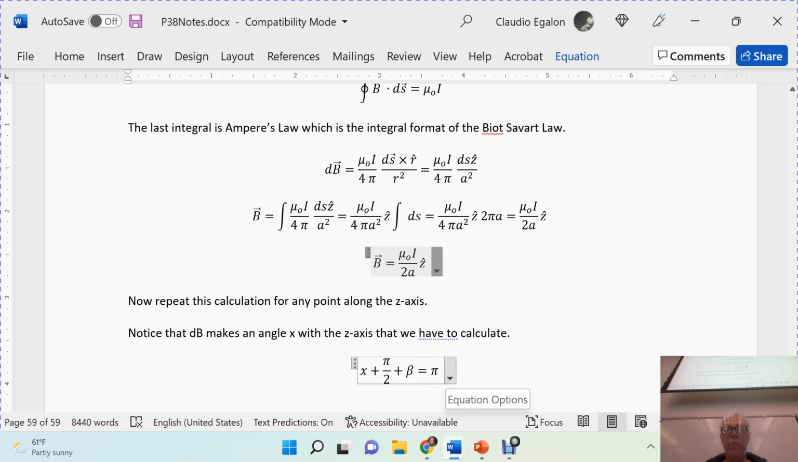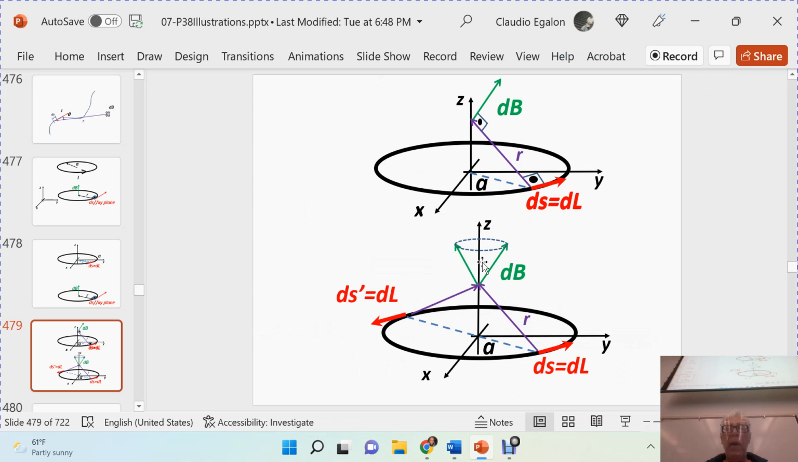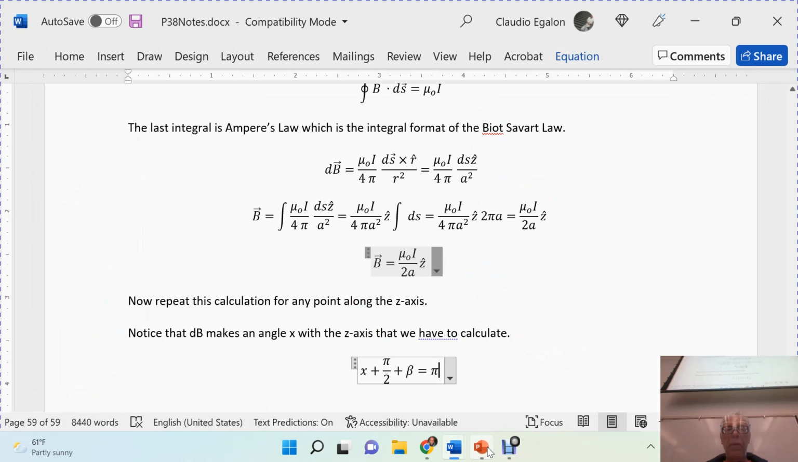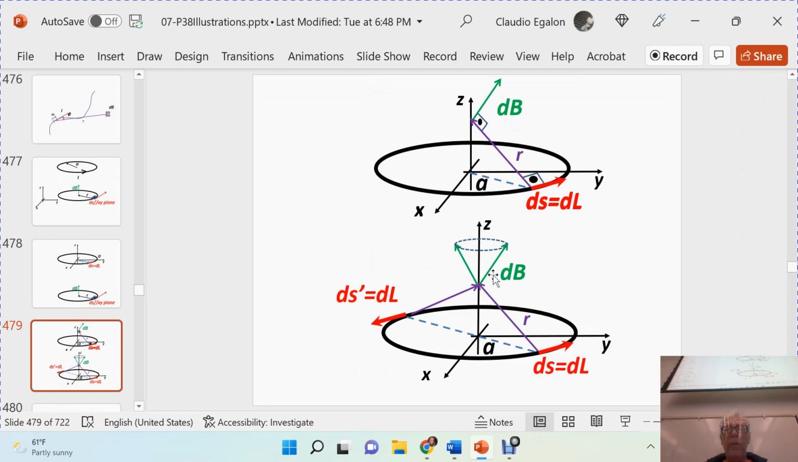Okay? This is not a triangle. Let's go back to the drawing. This is a, my angle x, right? Yeah. This angle must be pi over 2 because the dB is going to be perpendicular to R, simultaneously perpendicular to R and ds. So x plus pi over 2 plus this angle here that I'm going to call beta, goes to 180 degrees.